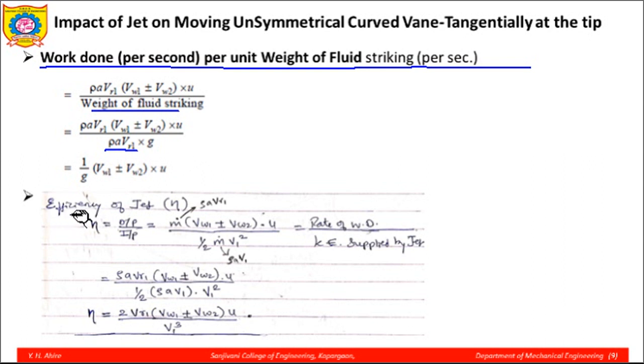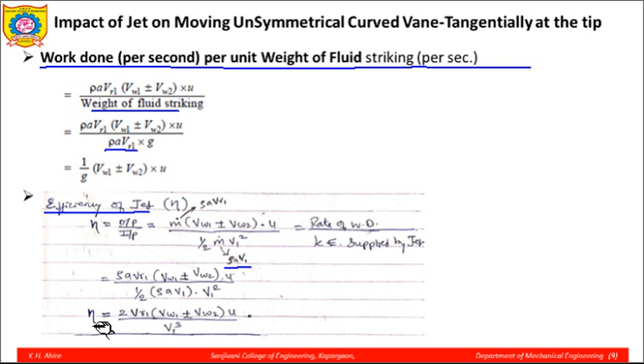Finally, the last term is the efficiency of the jet. The efficiency of the jet in a given system is the ratio of output to input. Output is the rate of work done on the vane, divided by input, which is the kinetic energy supplied by the jet. Kinetic energy is 1 by 2 m dot v1 square, and in the formula of kinetic energy the mass flow rate is always rho a v1 and not rho a Vr1. Please note this. Kinetic energy is always calculated at the outlet of the nozzle, so that will be the absolute velocity v1. So rho a cancels over here.